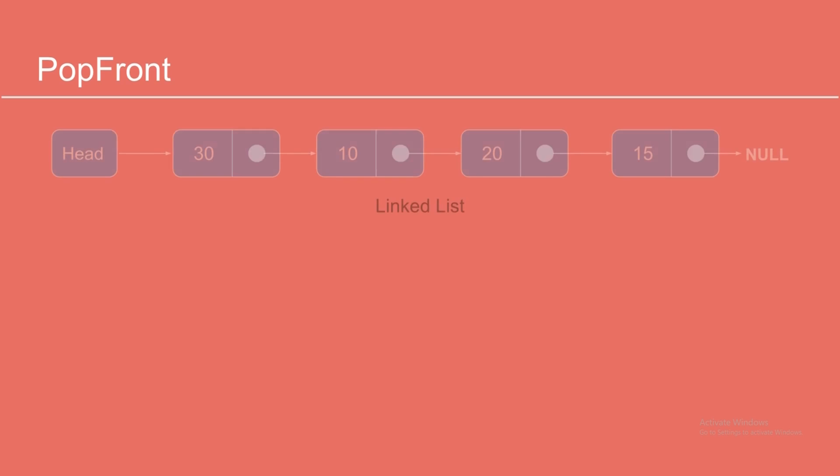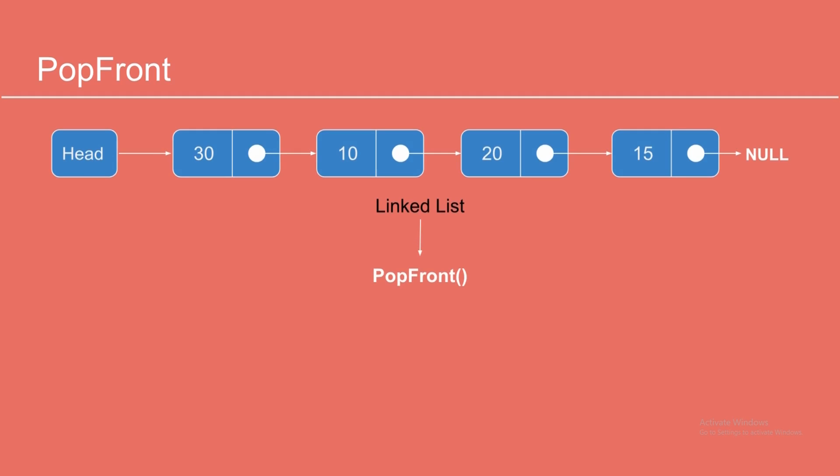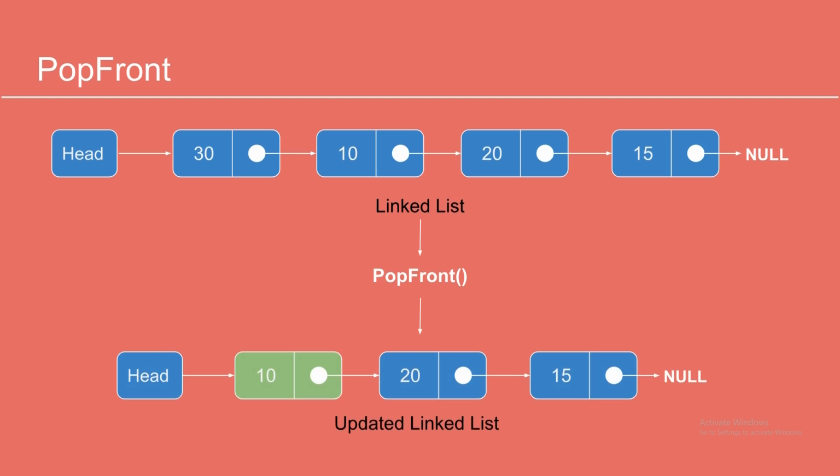Let us start with the PopFront. Let's say we are given the following list. After applying the PopFront function, the node 30 will be removed from the list. Now head refers to the node 10.